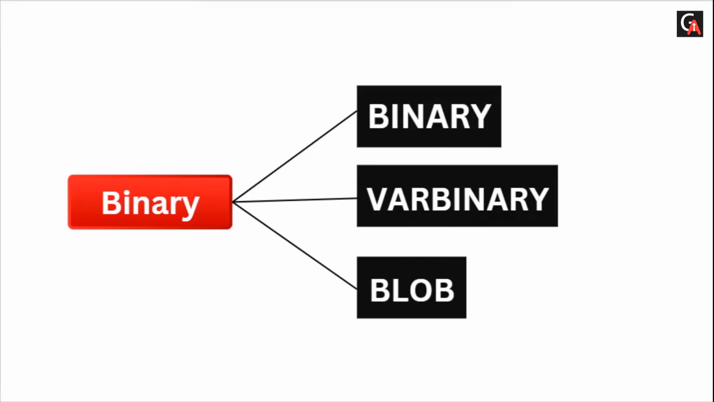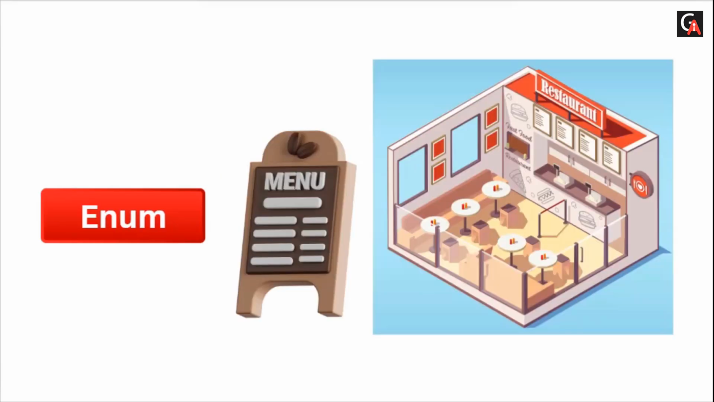Lastly, we have enum. In SQL, specifically in systems like MySQL, the enum data type is a handy tool for defining a column that contains only a predefined set of strings. Think of enum as a menu. It gives you a limited set of choices. You can only pick from what's on the menu, just like a database column with enum.